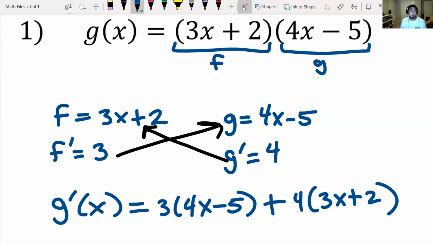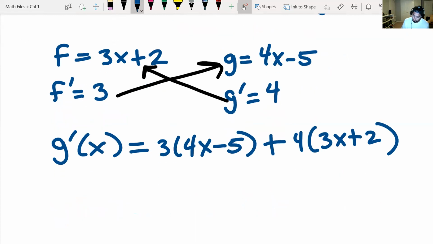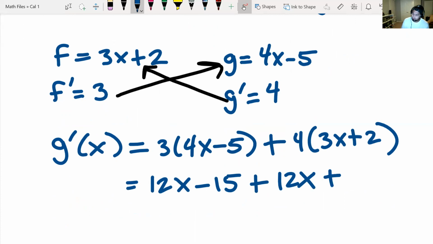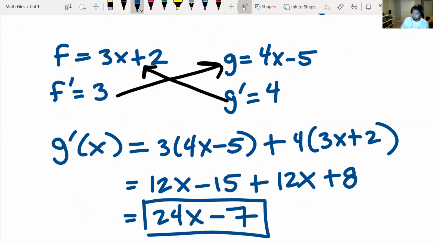The product rule is done. The derivative is done. The calculus is done. Rest is cleanup, which is purely algebraic. Distribute the 3, distribute the 4, and simplify. We'll get 12x minus 15 plus 12x plus 8, which will give me 24x minus 7. That's it. That's the product rule.